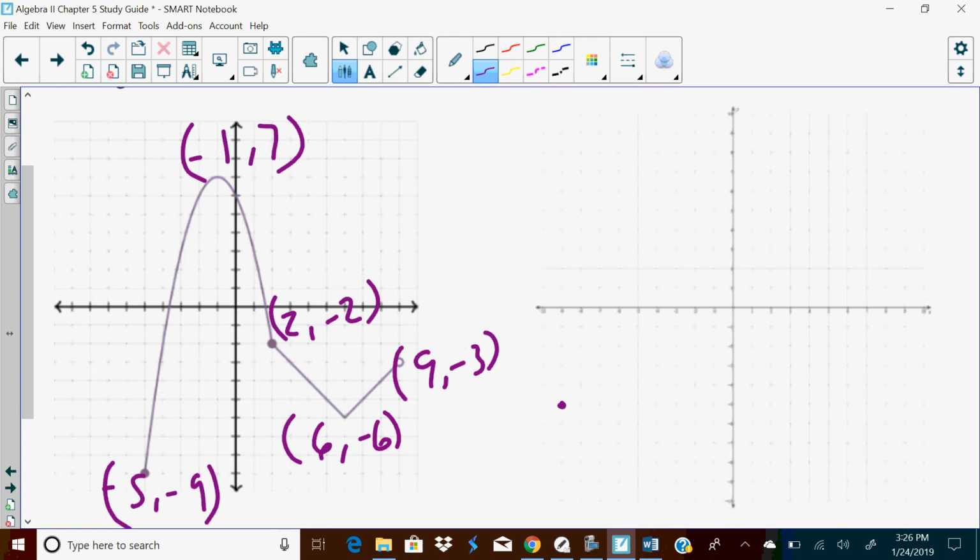Then I graphed -1, 7. And then -2, 2. So that's kind of where the part that looks like a parabola was. And then it went down to 6, -6. So it's going to be -6, 6. And then -3, 9. It was like an open circle. So the inverse should look about like that.